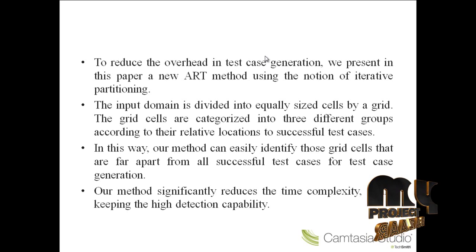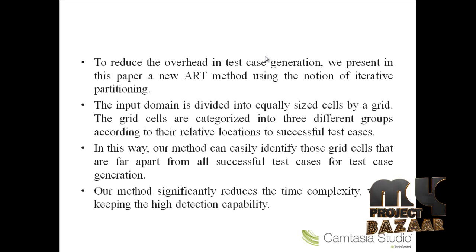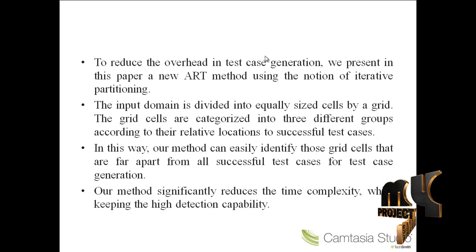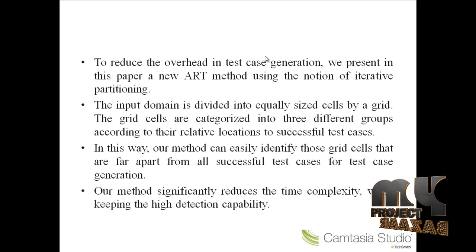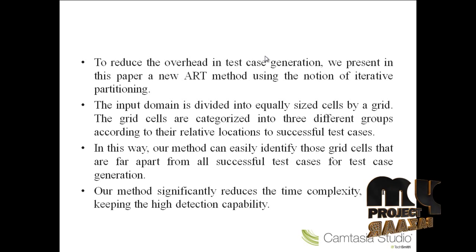We present in this paper a new adaptive random testing method using the notion of iterative partitioning. The input domain is divided into equally sized cells by a grid. The grid cells are categorized into three different groups according to their relative locations to successful test cases. In this way, our method can easily identify those grid cells that are far apart from all successful test cases. For test case generation, our method significantly reduces the time complexity while keeping the high detection capability.